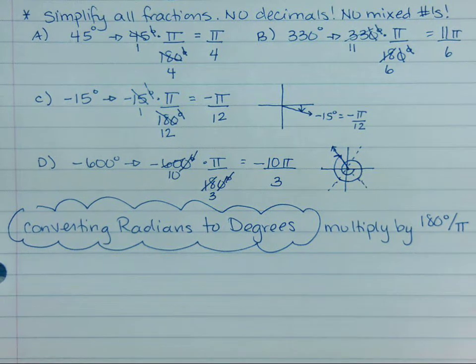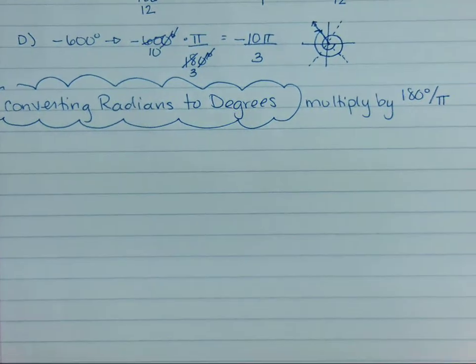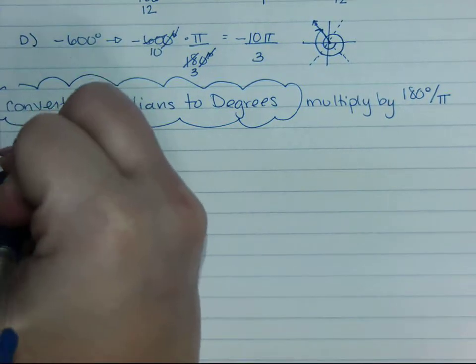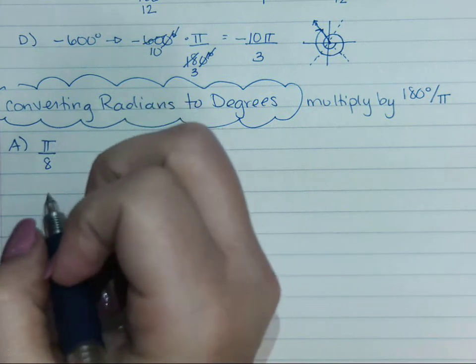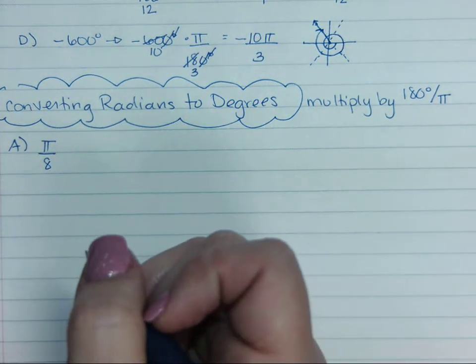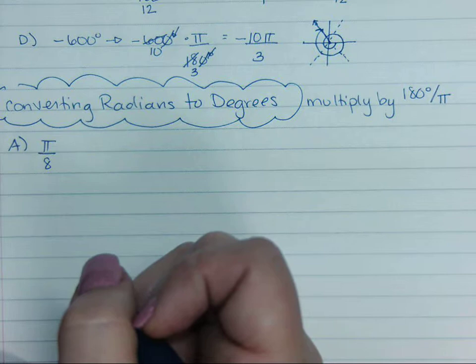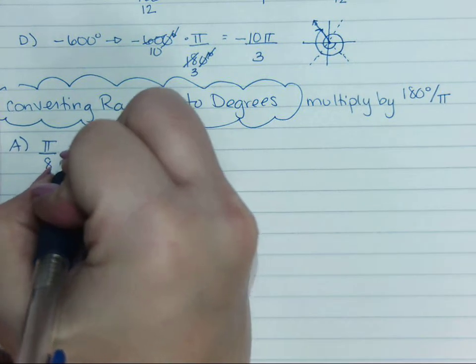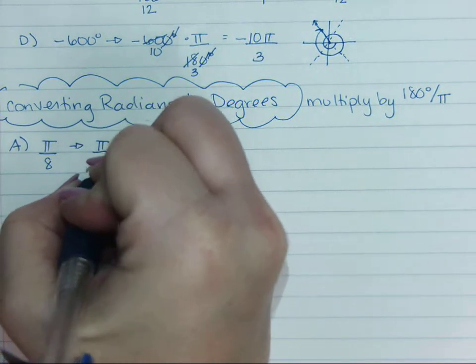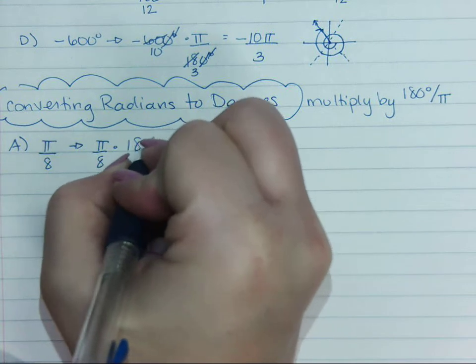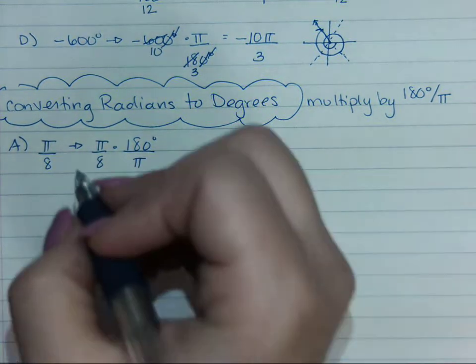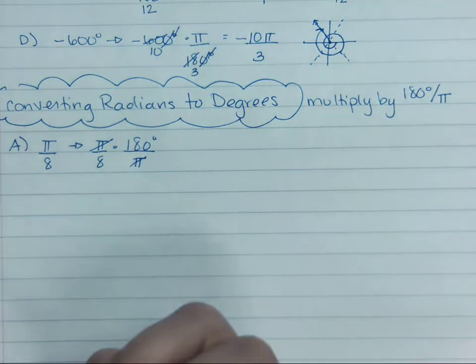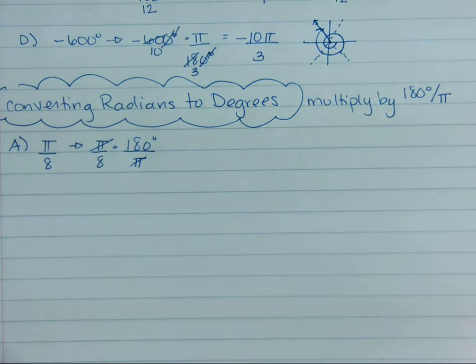All right, so again, let's start with something like pi over 8. In this case, we are allowed to have some decimals as long as the decimal terminates. So I'm going to take my pi over 8 and multiply it by 180 degrees over pi. And again, you can see that there's a pi symbol on the top and the bottom, which can cancel. And then I'm going to start simplifying this down.